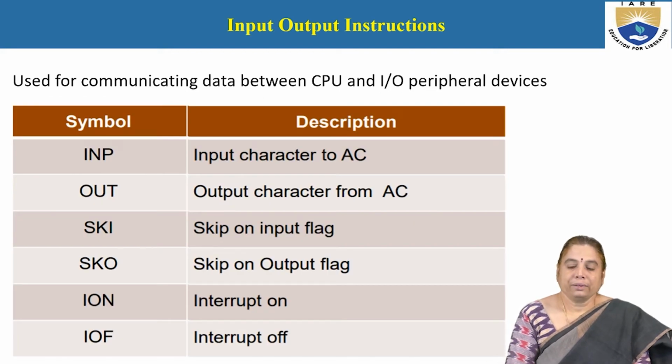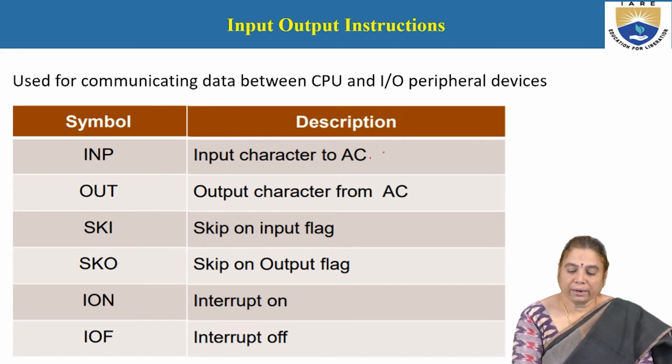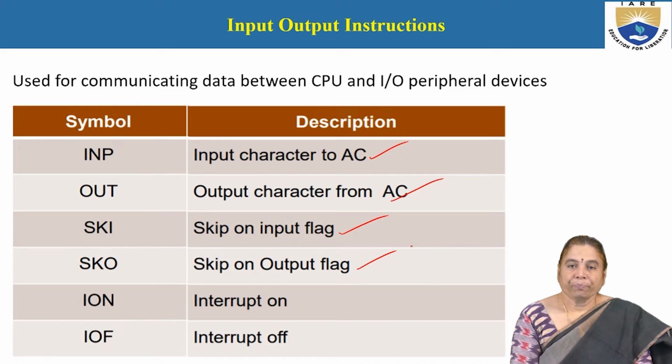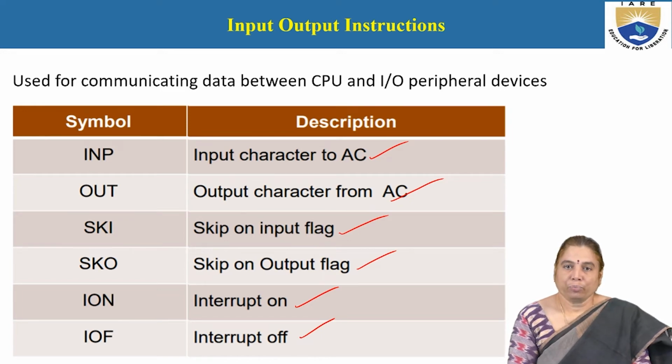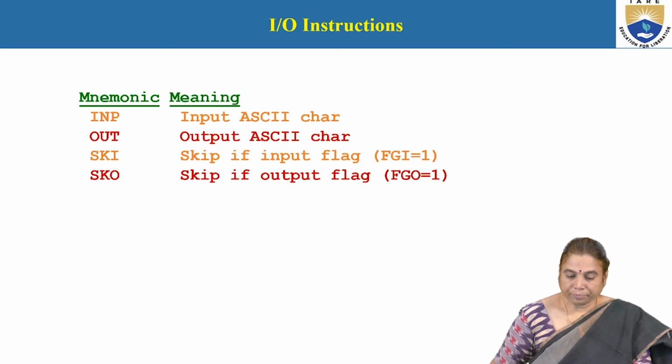And here is the list of input-output instructions. INP means input character to the accumulator. OUT means output character from accumulator. SKI, skip on input flag. SKO, skip on output flag. ION, interrupt on. IOF, interrupt off. So these are the list of input-output instructions.